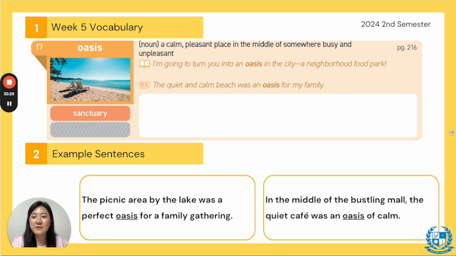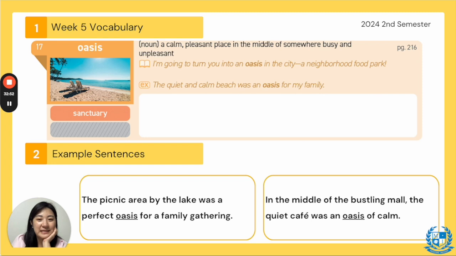Number 17, everyone say oasis. Oasis. The synonym is a sanctuary, and this is a noun. It means a calm, pleasant place in the middle of somewhere busy and unpleasant. So we're like in the desert and then we see an oasis, like a little lake. That would be an oasis.